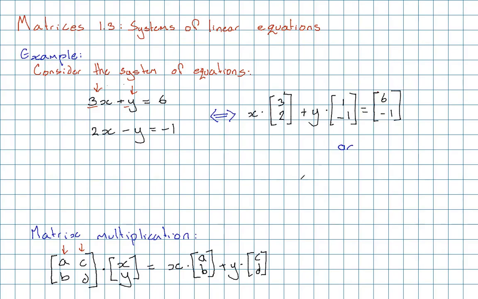Or if we want to reduce it into matrix form, we have the matrix 3, 1, 2, negative 1 multiplied by the point x, y is equal to the point 6, negative 1. So asking the question to find the solution to this system of linear equations is actually the same as asking what point, when undergoing this linear transformation, or when being multiplied by this matrix, is equal to the vector 6, negative 1. Okay, and so now we know that, we can look at some other ways of solving these equations using matrix methods and using linear transformations.